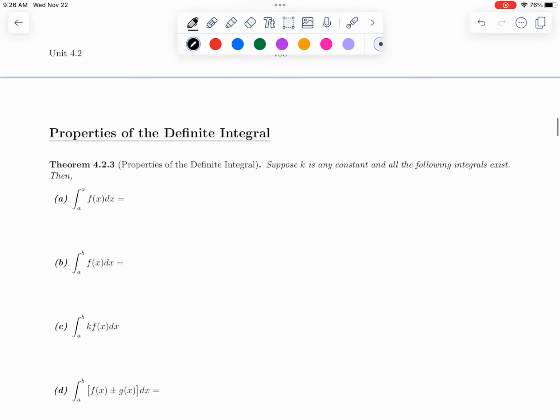Now, there are some properties about the definite integral. Some of them very, very strange, other ones kind of intuitive. So this one, the integral from a to a. So if you're trying to find the integral from a to a of f of x dx, what do you think that's going to be?